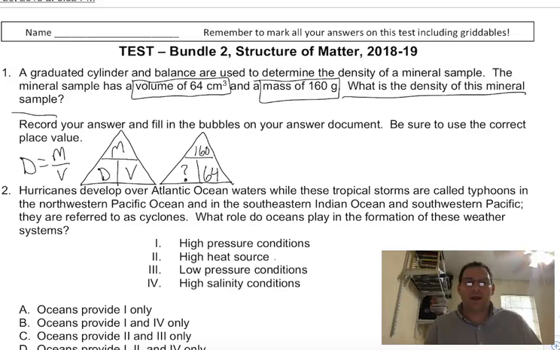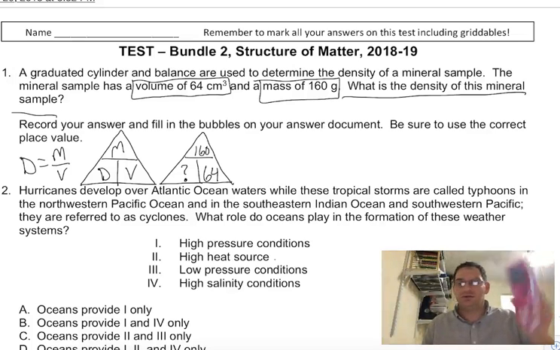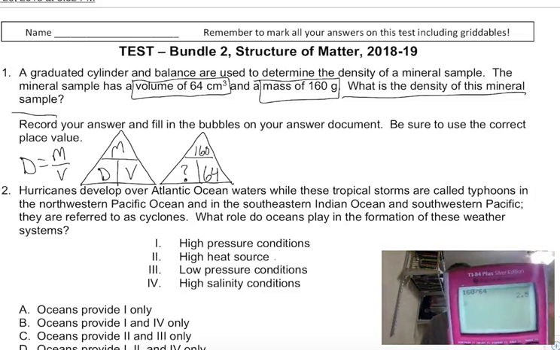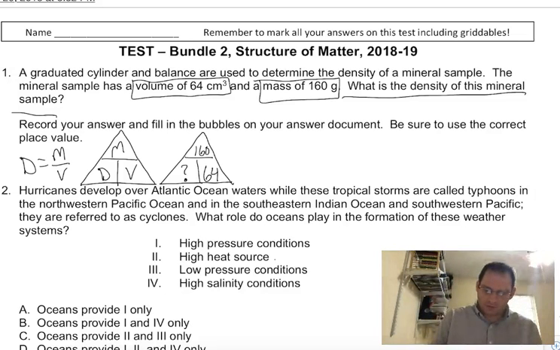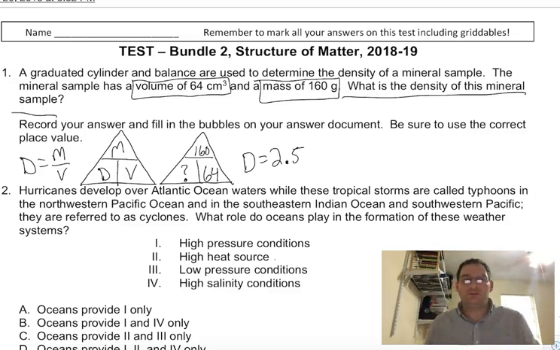So let's plug in the calculator. 160 is on top, 64 is on bottom, so we're going to divide. So we're given a calculator on the STAR test. Let's use those today. So 160 divided by 64. Enter, and I'm given 2.5. So density equals 2.5. And that is our answer. So we should be filling in this on our bubble sheet.